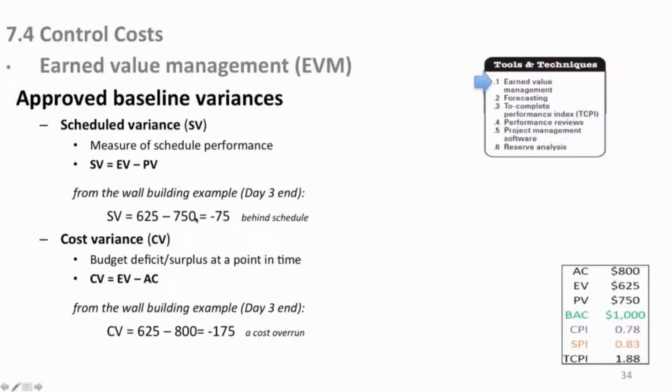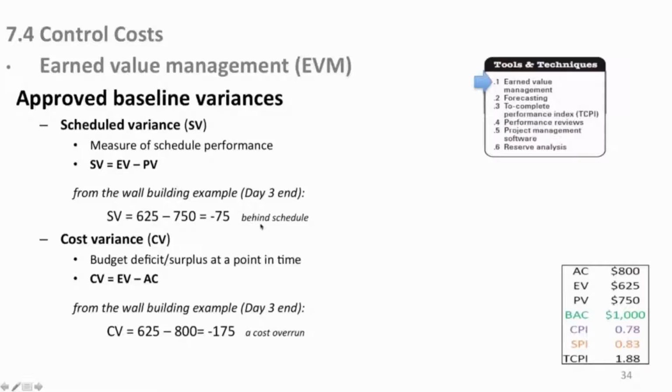We've not completed wall 3, therefore our planned schedule is 750, so we are minus 75 behind. Now don't worry about whether this is days or hours or money or time. It's just a raw number because it's just a metric. It's a comparison against a baseline metric. So we're just minus 75 in schedule value, and we just call that behind schedule. If it's minus, we're behind where we should have been with the work that we accomplished at that point.